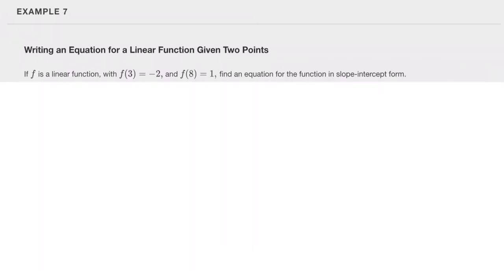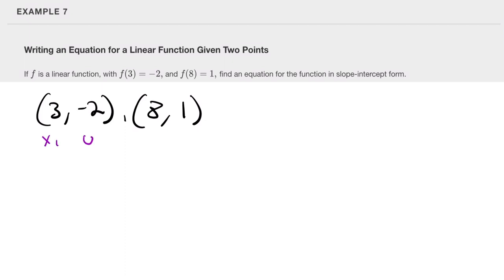Okay. So writing an equation for a linear function given 2 points. If f is a linear function with these 2 pieces of information given, find an equation for the function in slope-intercept form. So it's basically saying f of 3 equals negative 2 and f of 8 equals 1. So those are 2 ordered pairs, right? So the first piece of information is saying that when x is 3, the corresponding y is negative 2. And when x is 8, the corresponding y is 1. Right? So we can label these x1, y1, x2, y2.